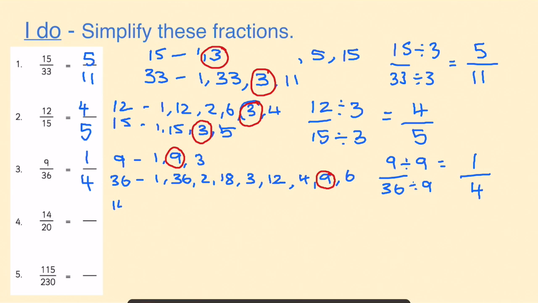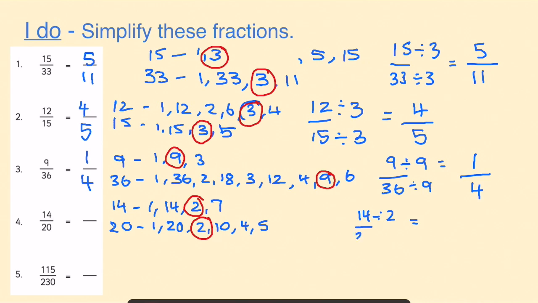14 over 20. 14 has factors of 1, 14, 2, and 7. 20 has factors of 1, 20, 2, and 10, 3, 4, and 5, and 5, yeah, we've done that one. The highest common factor that they share is only 2. So I'm going to half both 14 and 20 by dividing them by 2. 14 over 20 divided by 2. The answer is 7 over 10, 7/10.